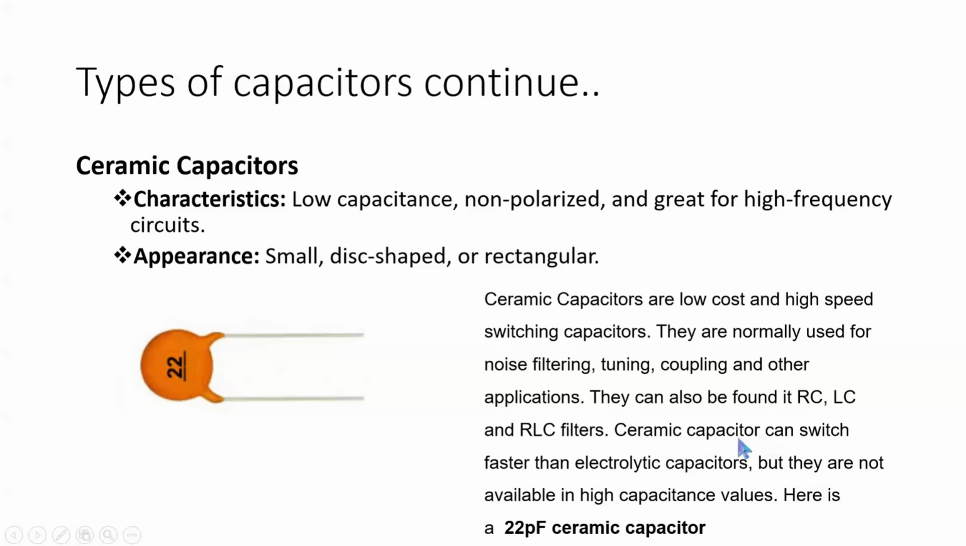These ceramic capacitors can switch faster than electrolytic capacitors. However, they are not available in high capacitance values. So you can see a 22 picofarad ceramic capacitor. An example is here, and this is 22 times 10 power negative 12 farads.